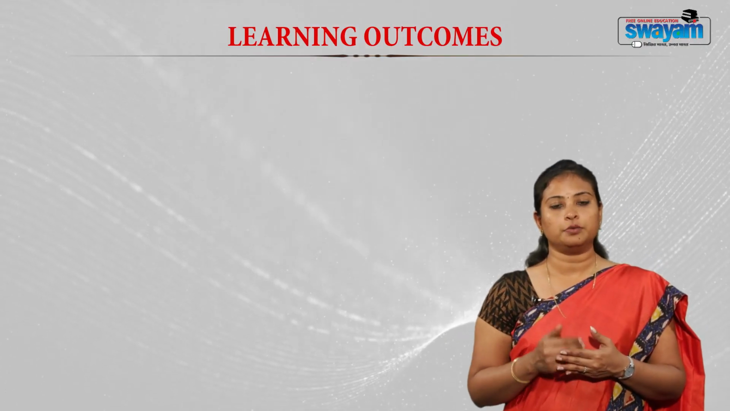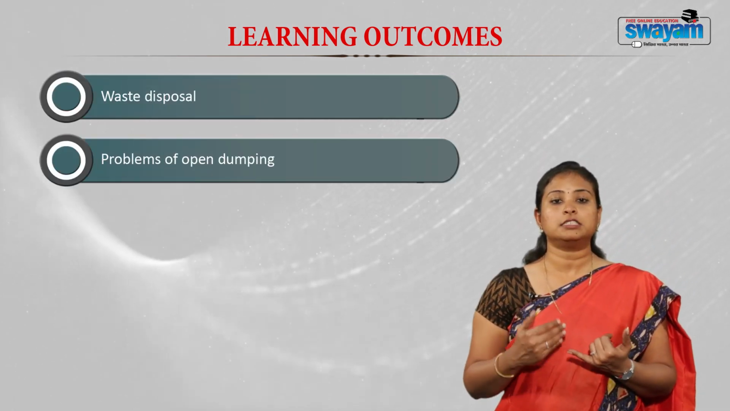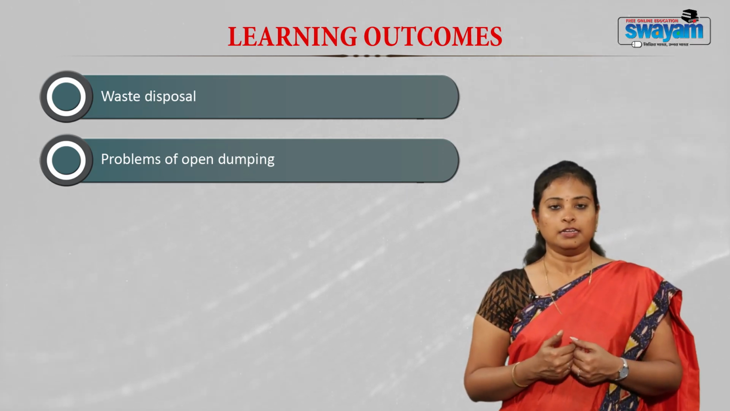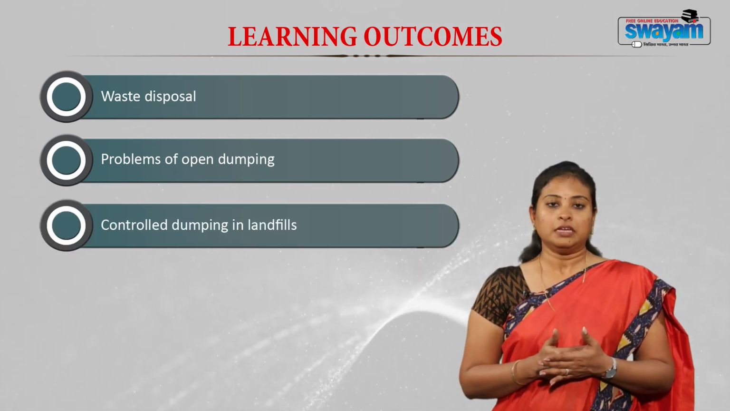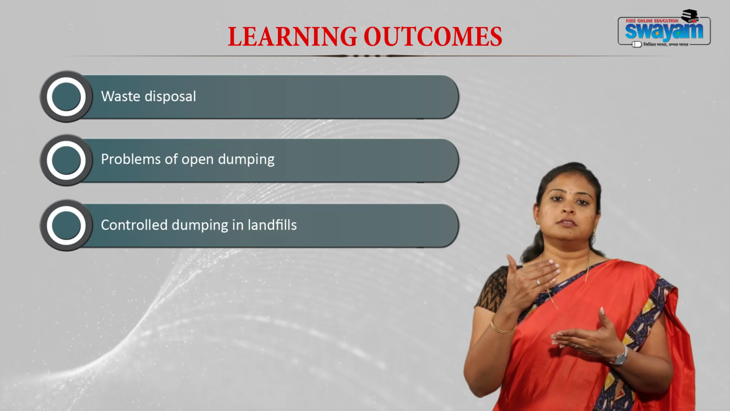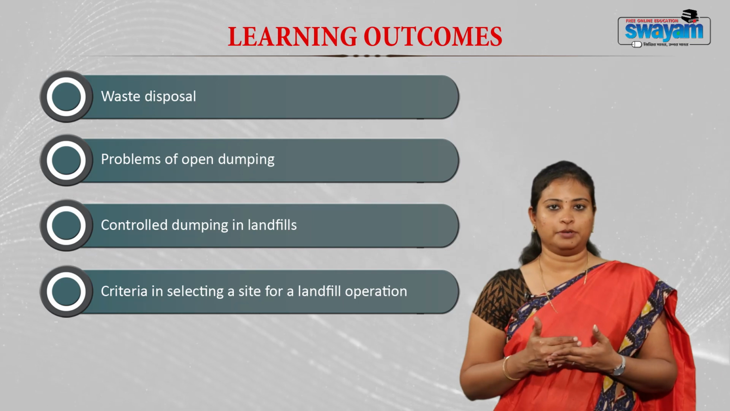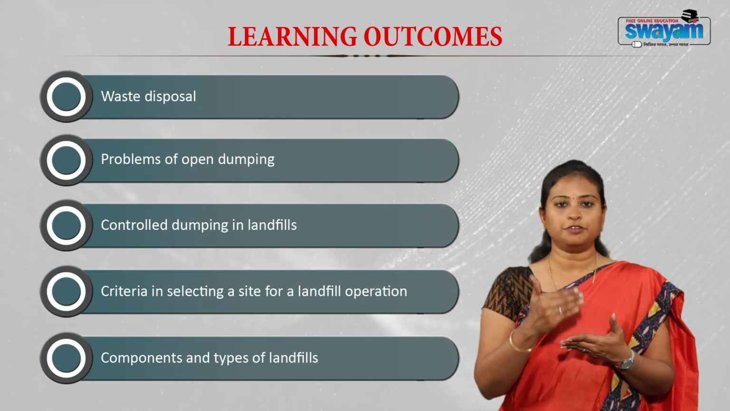Now, with this introduction, let us get into the learning objectives of this module. We will understand what waste disposal is, then we will discuss the various problems associated with dumping waste in open land. Then we will discuss what controlled and uncontrolled dumping are. Under controlled dumping, we will look at what controlled dumping is and what criteria you will look into while selecting a site for a landfill operation. Then we will discuss the different components and types of landfill.